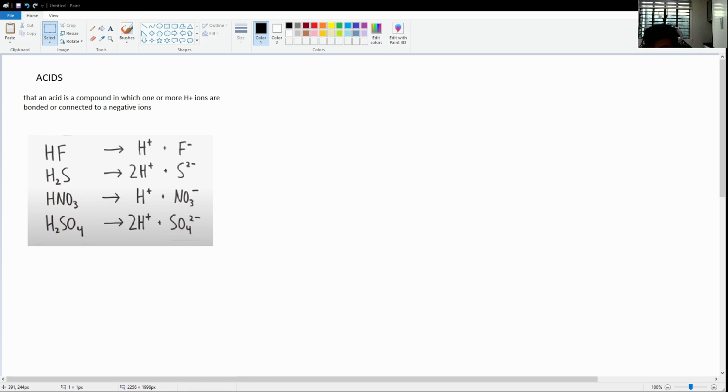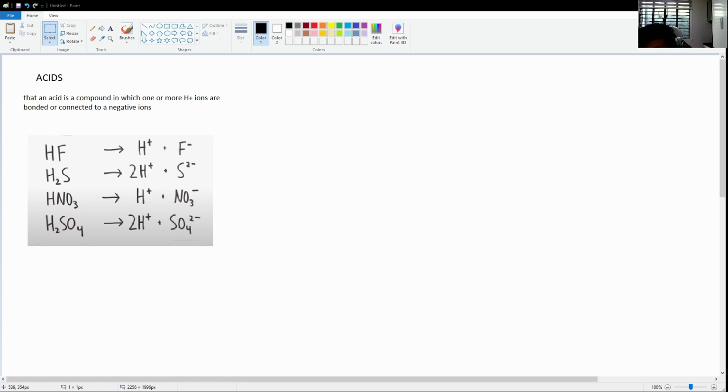So in this case we have 1 H plus with a charge of 1 plus, balancing out 1 F minus, which has a charge of 1 minus. They balance out together. In this case the negative ion has a 2 minus charge, so we have to have 2 H pluses to balance out the 2 minus charge from this.